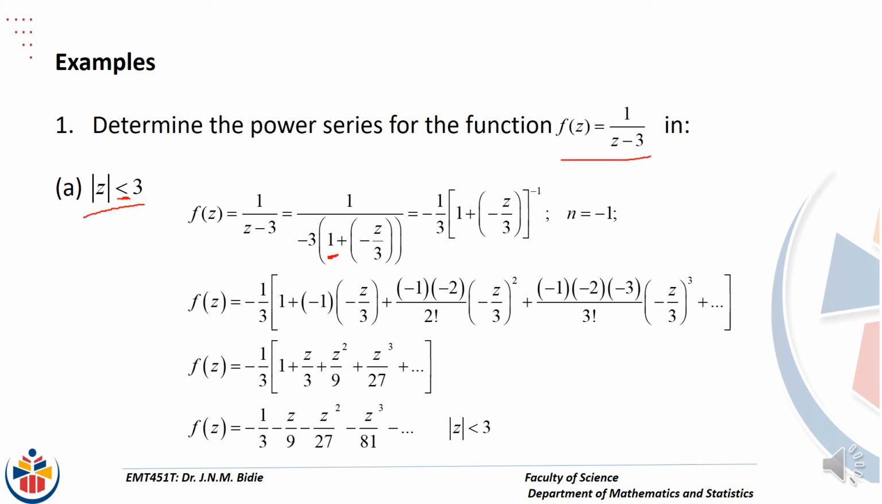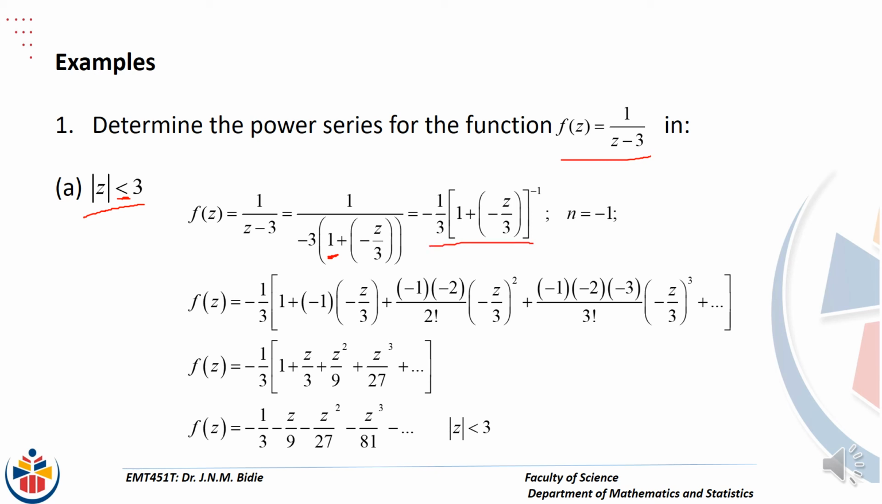So we take out -3 from the denominator. Then that means the second term that has got z is negative z over 3. So we know we've got 1 plus a z term or a z function. That means it qualifies to be expanded in terms of the binomial series. So we rewrite it properly.